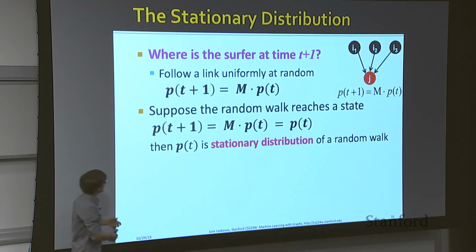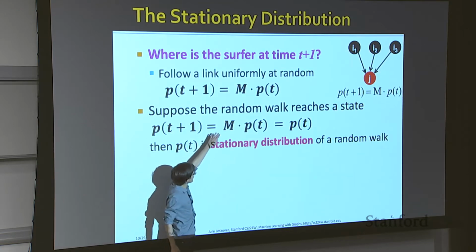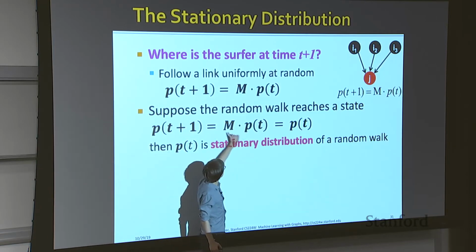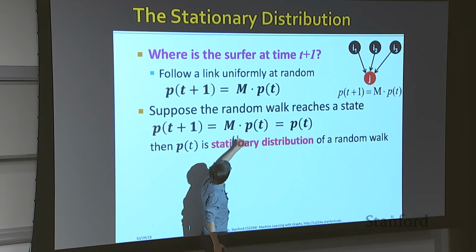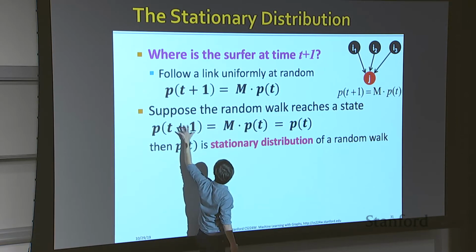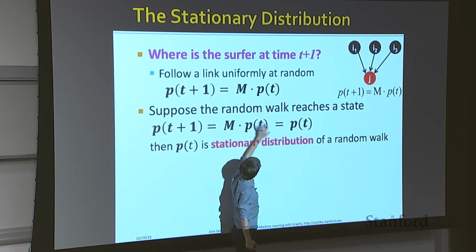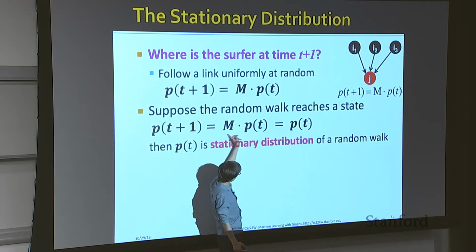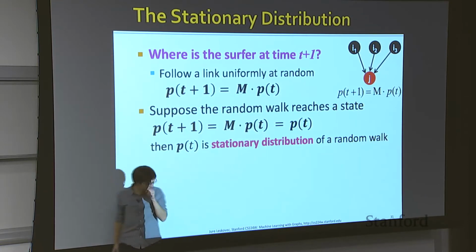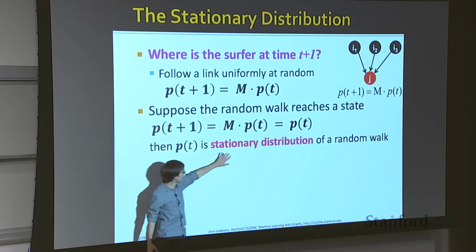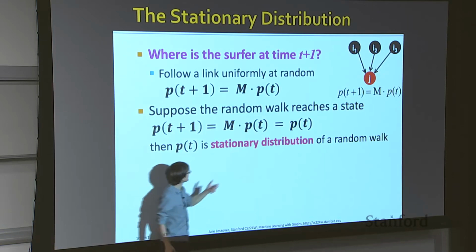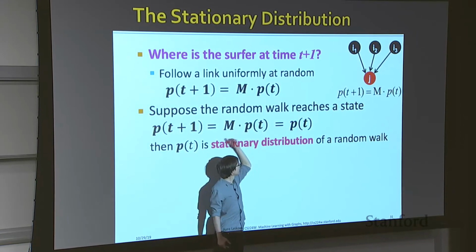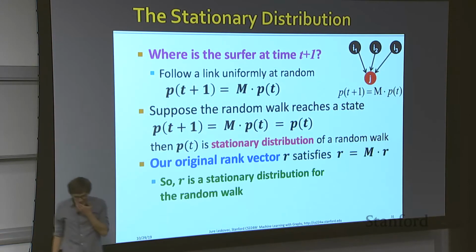So now let's suppose that after some time, this random walk reaches some steady state, which means that the probability distribution at time t plus 1 equals the probability distribution at time t, right? So this is my equation. I'm saying my probability distribution converged. And this would mean that P of t is what is called the stationary distribution of a random walk, right? I converged to some distribution that gets preserved as the random walker makes more steps. Okay? But what's the point?